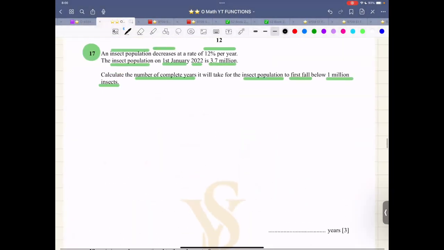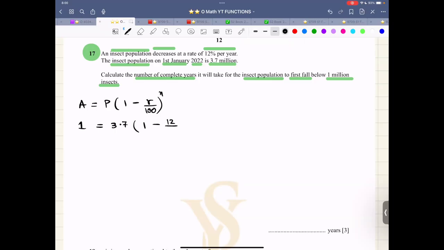So first of all, let me write the formula. That is A equals P times (1 minus R over 100) raised to the power of n. What is A? That is 1 million. What is P? That is 3.7 million. This is 1 minus R, that is 12%, so 12 over 100, raised to the power of n. And this time, n is unknown.